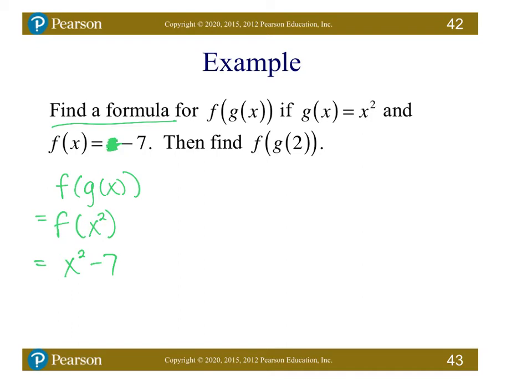Then find f of g of 2. So f of g of 2 means start with 2 and plug it in here to the g function. That would be 2 squared is 4. Then take 4 and plug that into the f function, which will give you 4 minus 7, or 3. Okay, so first is finding a formula with the x, and the second is finding the value with the number 2.